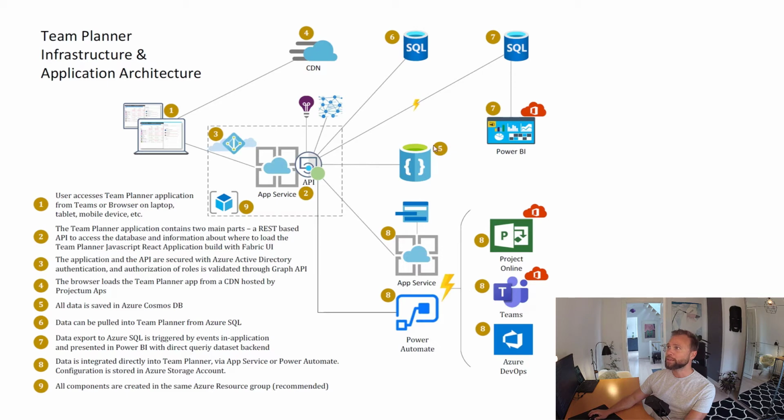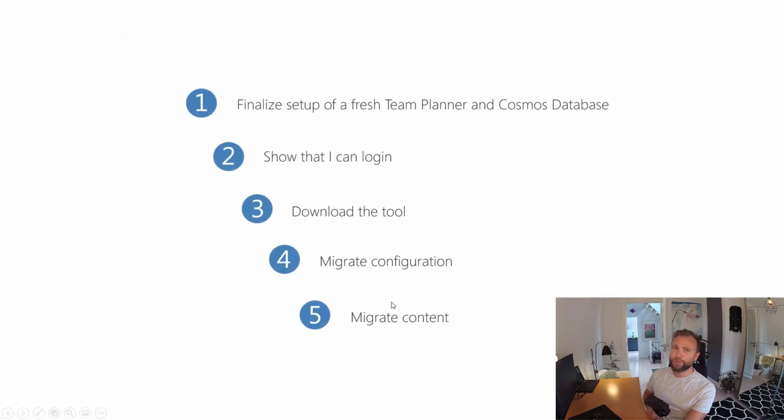And we're looking at the Cosmos database, which is bullet 5, the place where all data is saved. The steps I'll be going through today are finalizing some of the final steps in setting up a fresh Team Planner on a fresh Cosmos database. I'll be showing how to log in and that I can log in on a completely fresh database. Then I'll be downloading the tool and installing it, migrating configuration, and finally migrating content. The first step would then be to finalize setup of a fresh Team Planner installation.